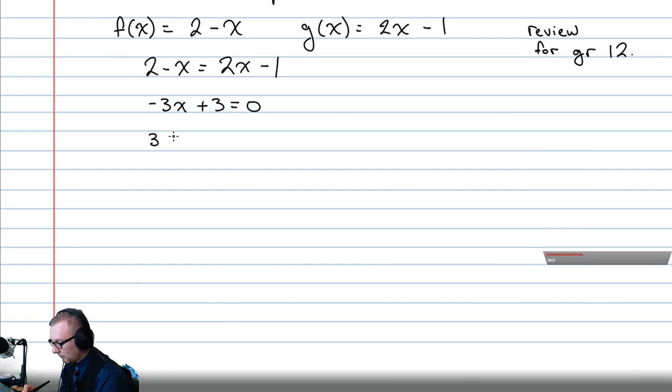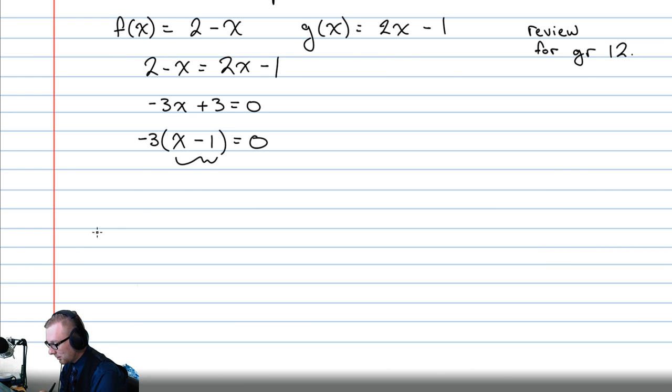Take out the negative 3. And x minus 1 equals 0. Now what? Well, you got to set the factor equal to 0. So x minus 1 equals 0. Negative 3 can be dropped. And it will be x equals 1. x equals 1. Done?